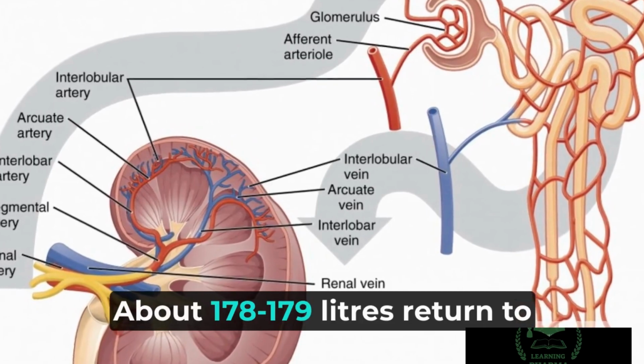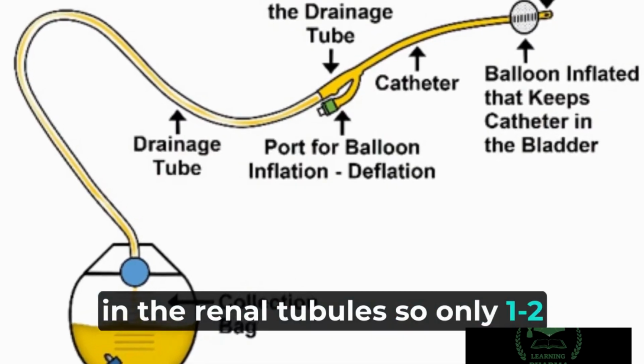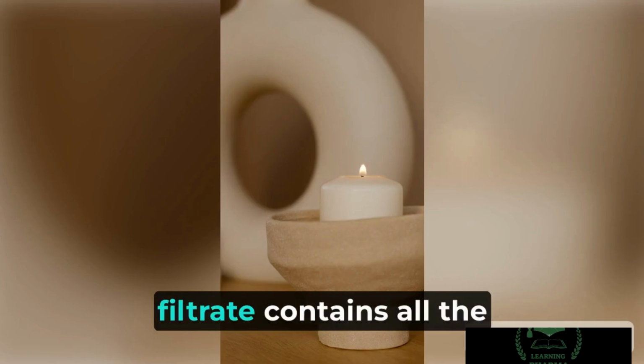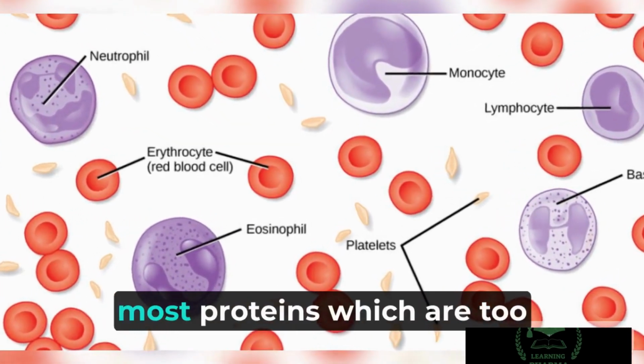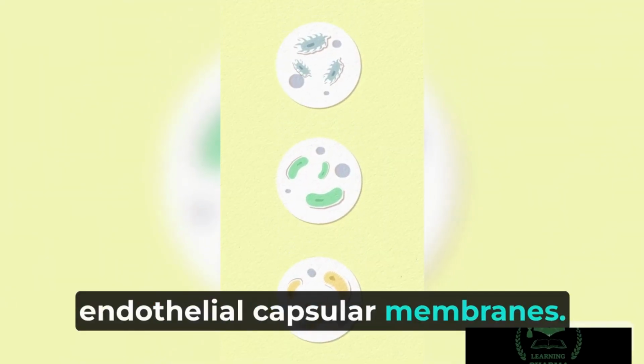About 178-179 liters return to the bloodstream by reabsorption in the renal tubules, so only 1-2 liters are excreted as urine. In a healthy person, filtrate contains all the materials present in the blood except the formed elements and most proteins, which are too large to pass through the endothelial capsular membranes.